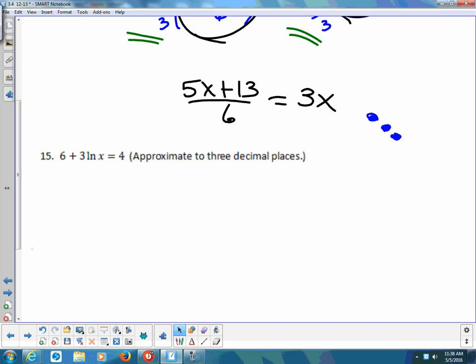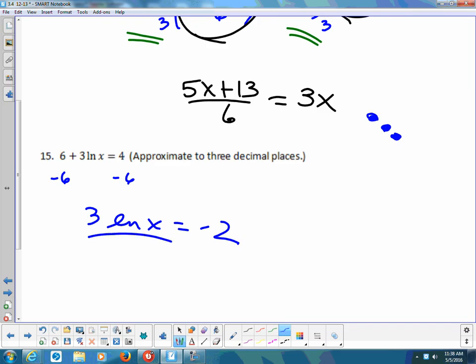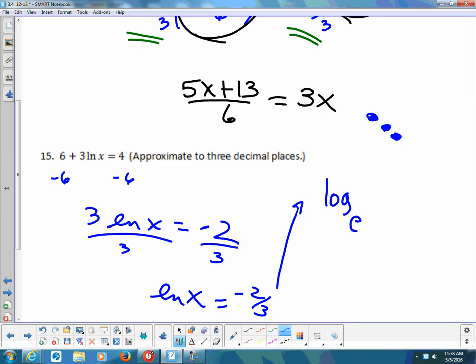This one says 6 plus 3 times ln of x equals 4. And this one says approximate to 3 decimal places. So if we subtract 6 from both sides, we get 3 ln of x equals negative 2. Divide both sides by 3, and I get ln of x equals negative 2/3. And so now I would rewrite that in log form as log to the base e of x equals negative 2/3. And then I would write this in exponential form to solve for x.